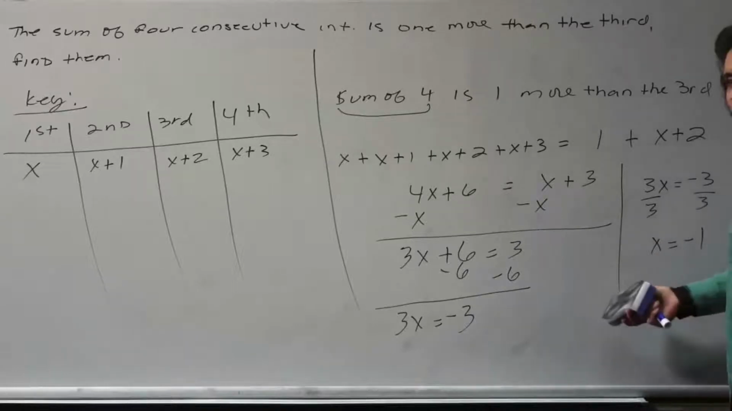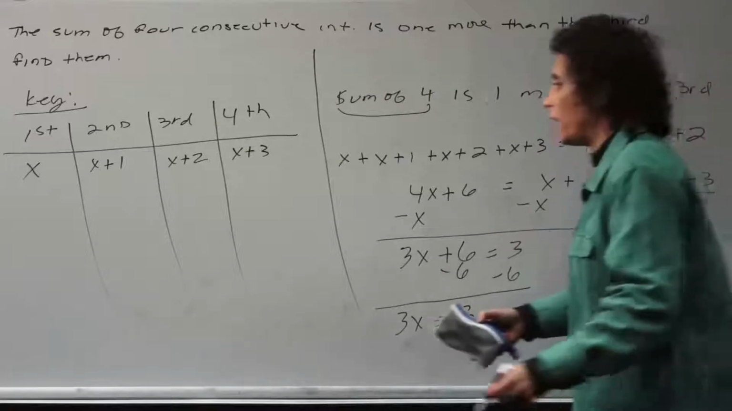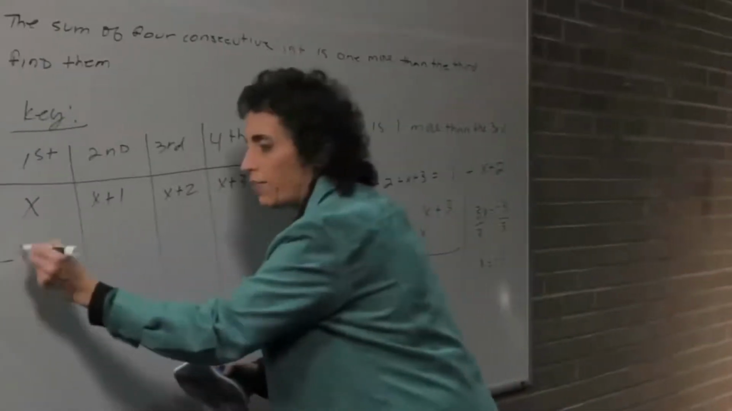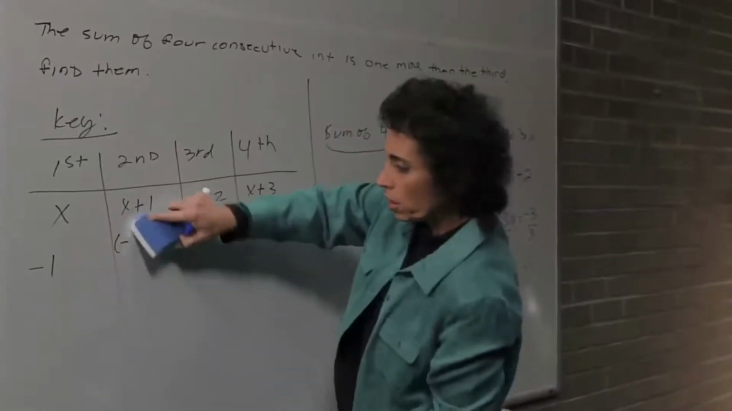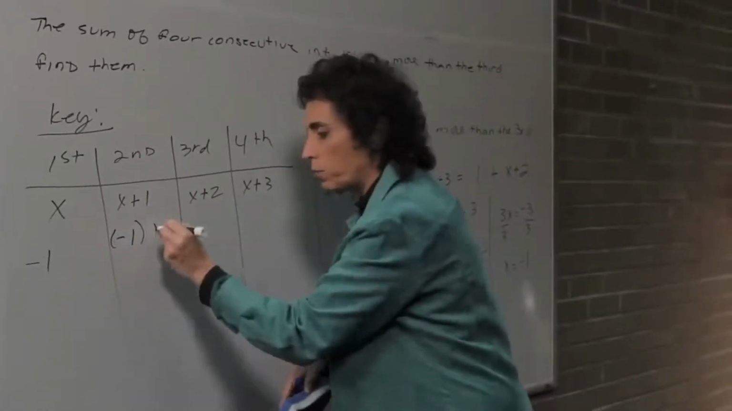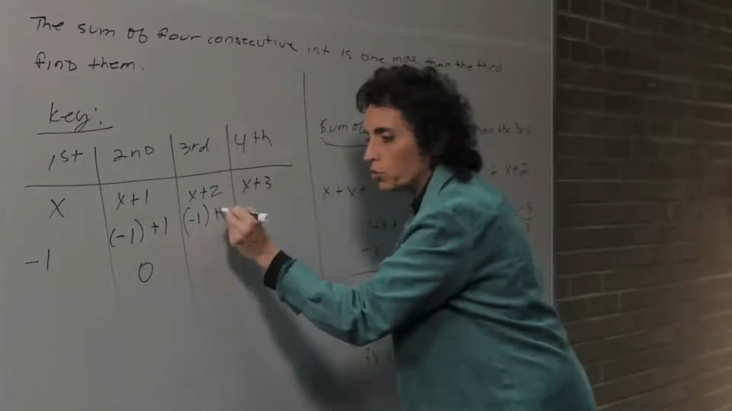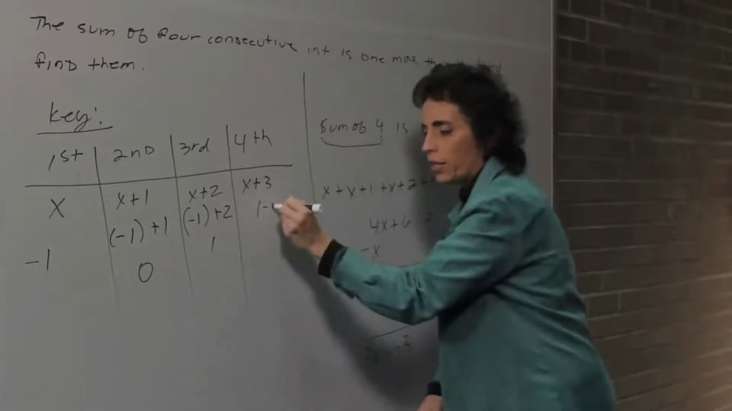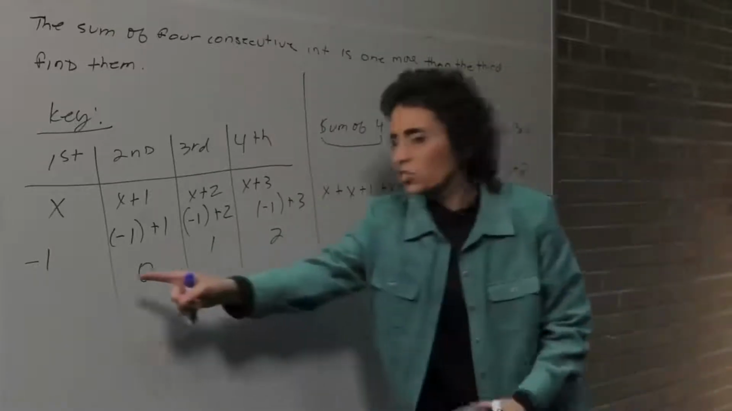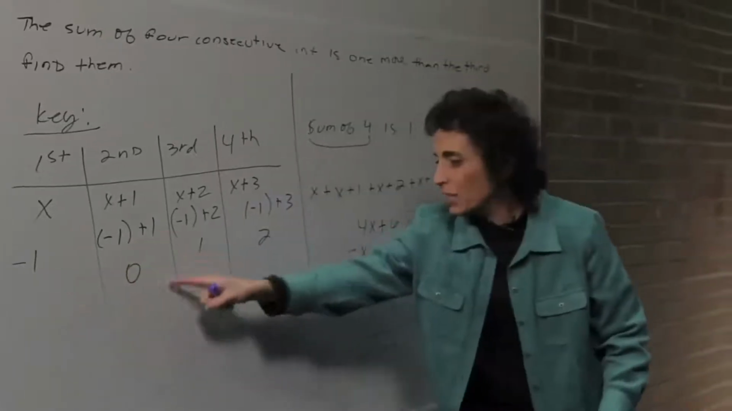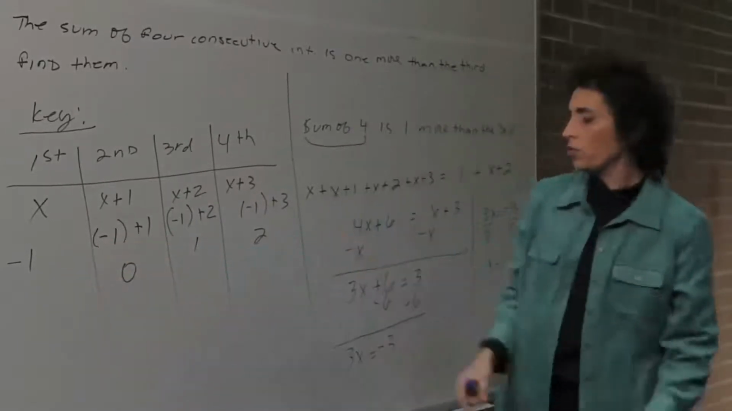Awesome. So we know what the first integer is. It says there are 4 consecutive integers. I don't care if it's even or odd. So here's negative 1. Negative 1 plus 1, which is 0. Negative 1 plus 2, which is 1. Negative 1 plus 3, which is 2. So these are our consecutive integers. Negative 1, 0, 1, 2, just like on a number line.